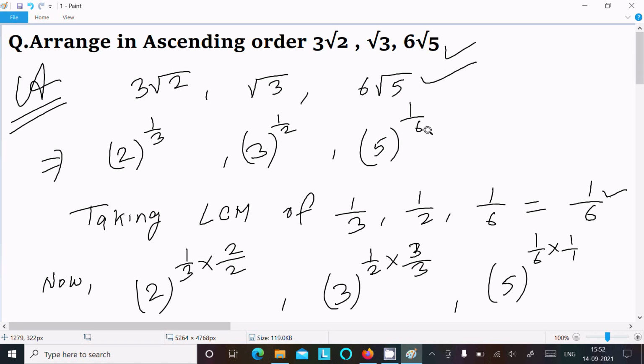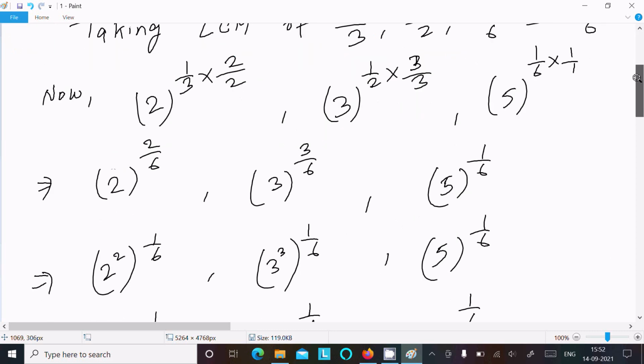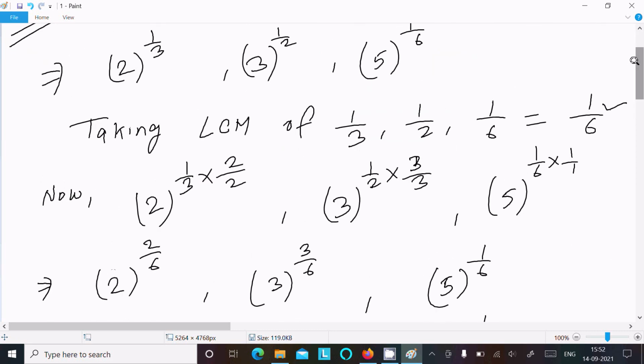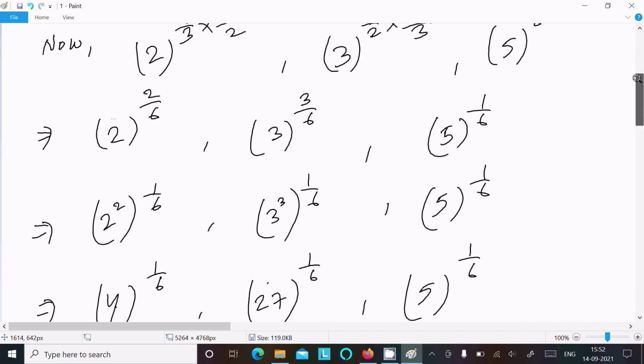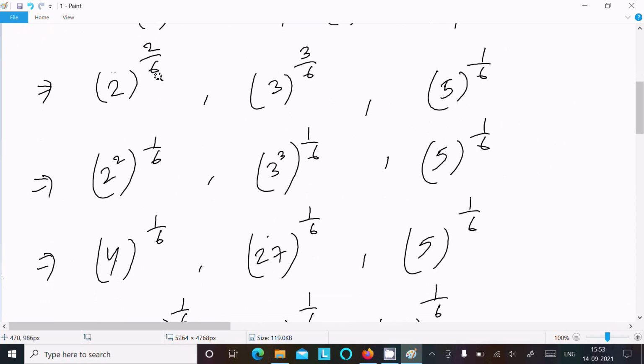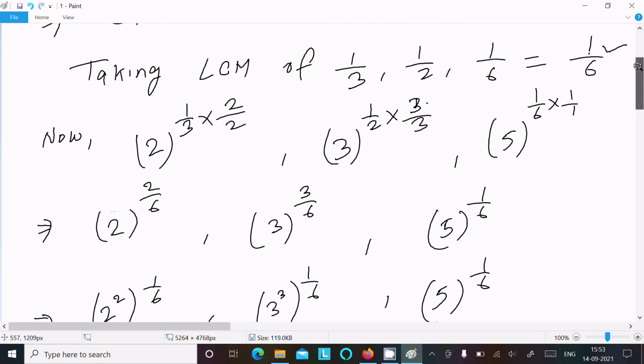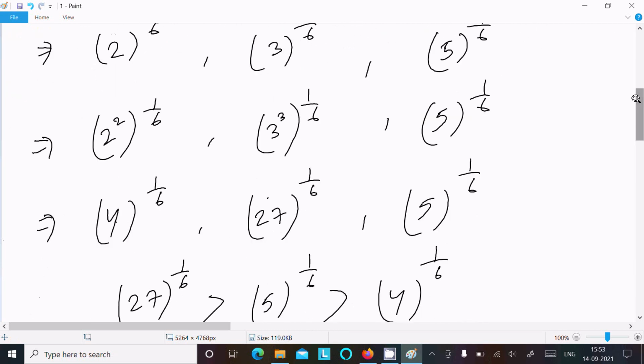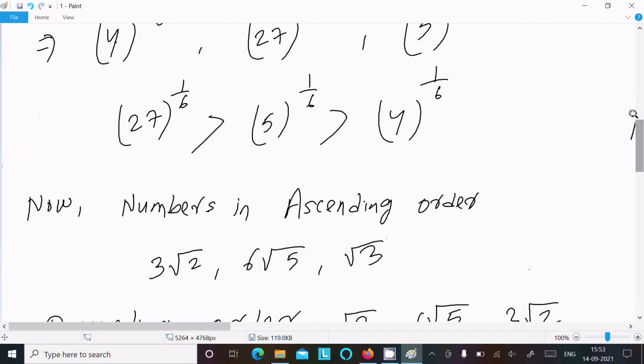Write the numbers, then put the powers: 2 power 1 by 3, 3 power 1 by 2, 5 power 1 by 6. Take the LCM of the powers, then you get 1 by 6. To make the denominator 1 by 6, we need to multiply 2 by 2, 3 by 3, 1 by 1. After that you can see 2 by 6, 3 by 6, 1 by 6, because the LCM is 1 by 6. So 2 square, 3 cube, 5. This is what we got.